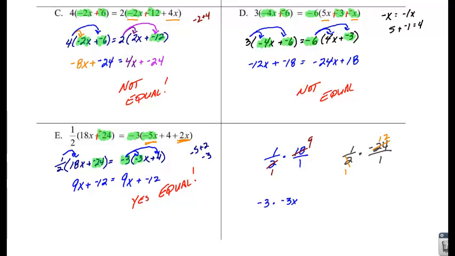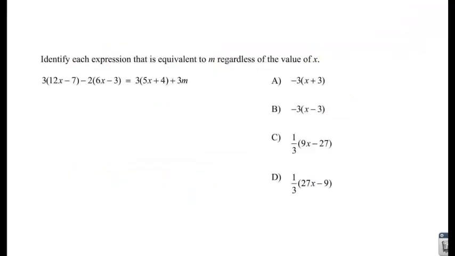All right, so take a look over that, and there's a second preview video that I would like you to look at. I'll give you a preview. It's a video that looks like this. Identify whether expressions are equivalent. So that one's coming up next.